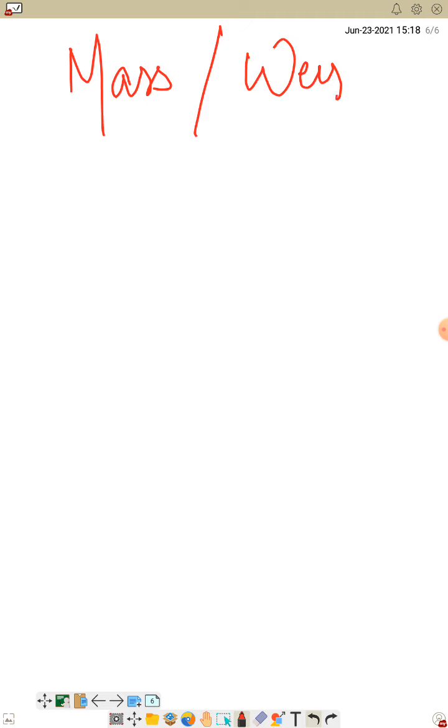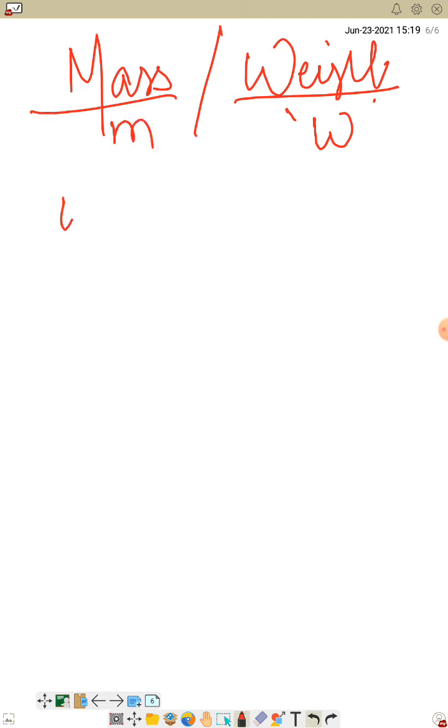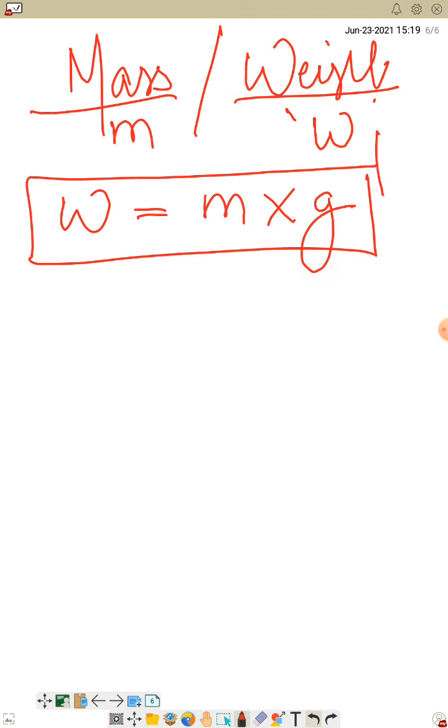Now let us learn the last thing, the relation between mass and weight. Mass ra weight ko relation. If I represent weight of an object with W and mass of an object with M, then weight is given by the product of mass into acceleration due to gravity, that is W equals mg. This is a very important relation to find weight. So you can find the weight of an object like this.